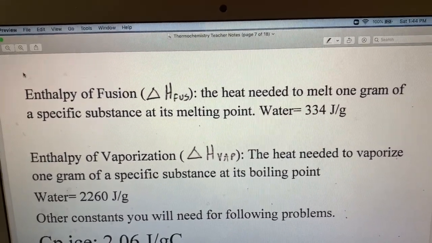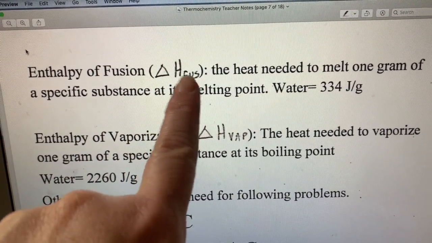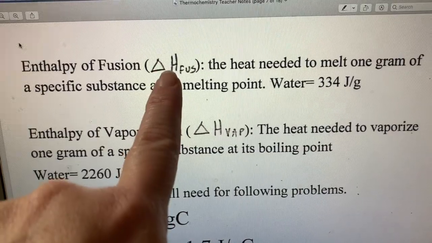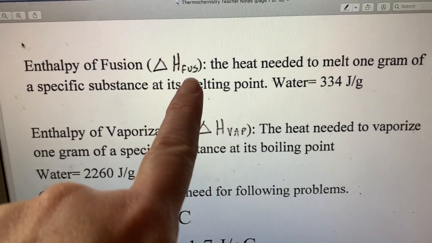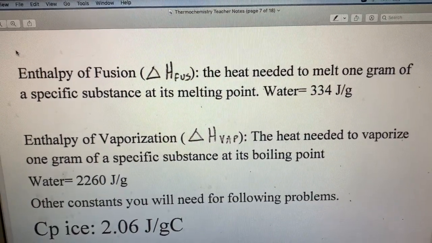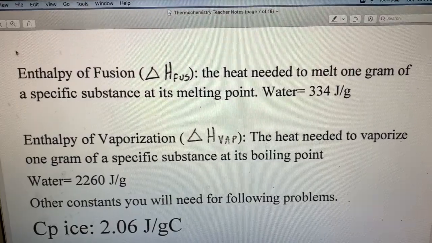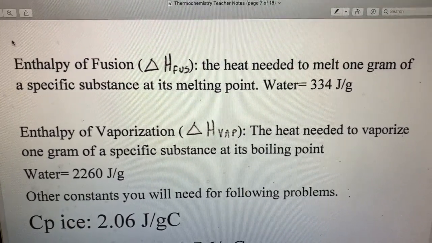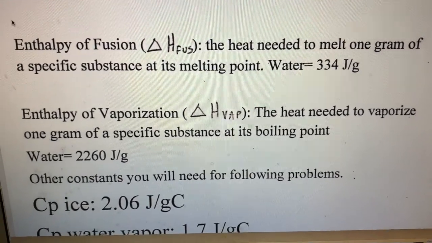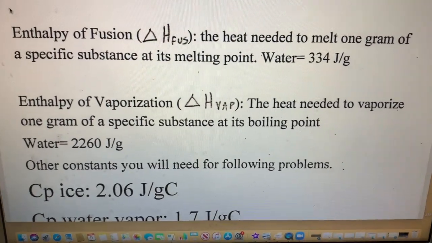We have what's known as the enthalpy of fusion, and this is delta H fuse. Delta meaning change in, H is for your energy, and fuse is for fusion. That's the heat needed to melt 1 gram of a specific substance at its melting point. Every substance has its own enthalpy of fusion. The one we're going to be using the most is water's, and water's is 334 joules per gram.